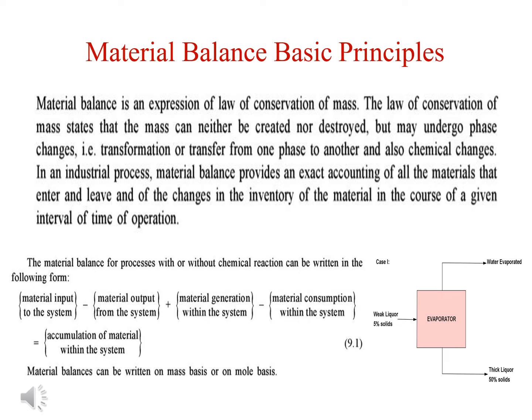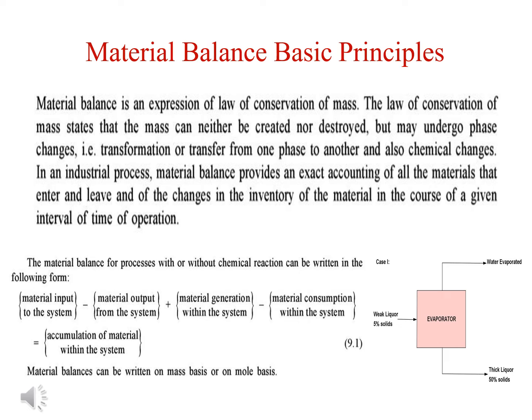So the basic fundamental principle for the material balance is the law of conservation of mass. According to it, we derive the material balance. This is the expression: material input into the system minus material output from the system plus material generation within the system minus material consumption within the system is equal to the accumulation of material within the system.